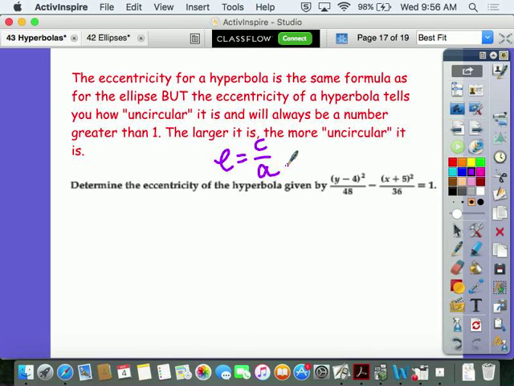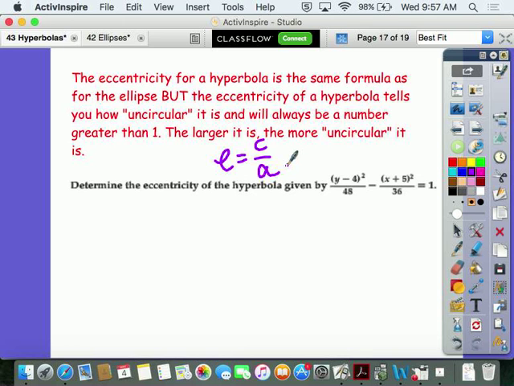But the eccentricity of a hyperbola tells you how uncircular it is, and will always be a number that's greater than 1. Okay? So it's still the same formula, but this time it's going to tell you how uncircular it is, meaning if it's like flattened out branches, or really tight curves. It will always be greater than 1. The larger the eccentricity is, the more uncircular it is, meaning the more flattened out those branches are going to be. That's all we do here. It's the same thing that you did before.